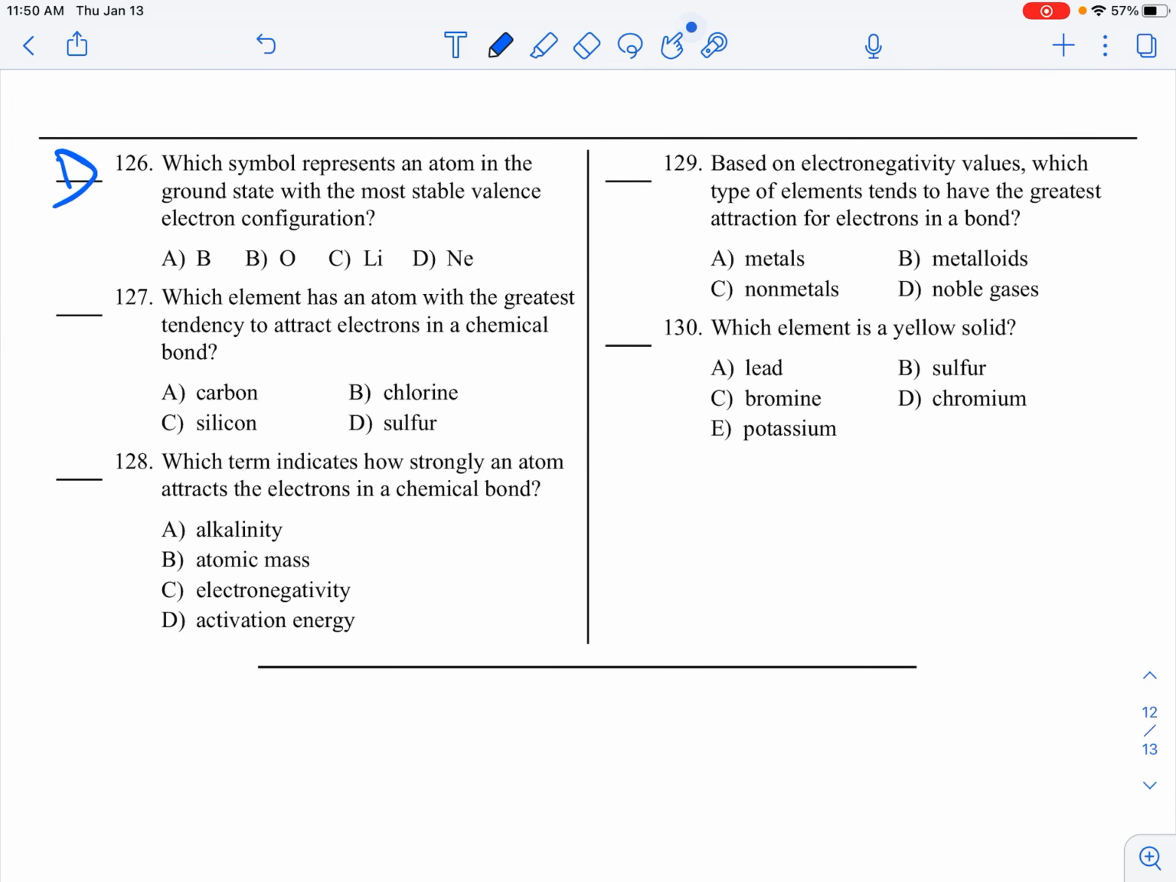You want a noble gas. Greatest tendency to attract electrons is electronegativity. So number 6, carbon, is 2.6. Silicon, number 14, is 1.9. Chlorine, number 17, is 3.2. Sulfur, number 16, is 2.6. D. Greatest attraction for electrons. No, nonmetals. Nonmetals. And yellow solid, you just got to know that. Earth science, got to know that.